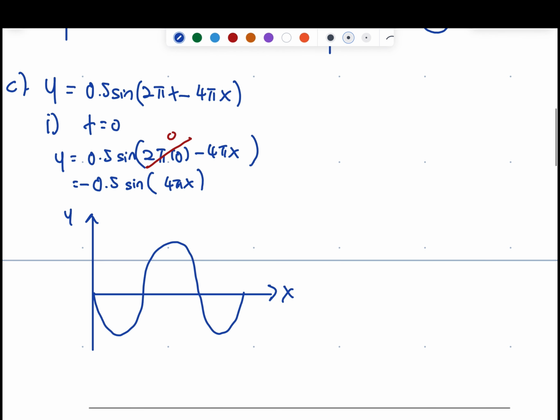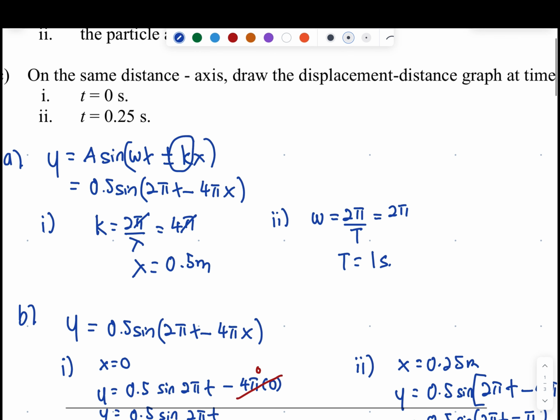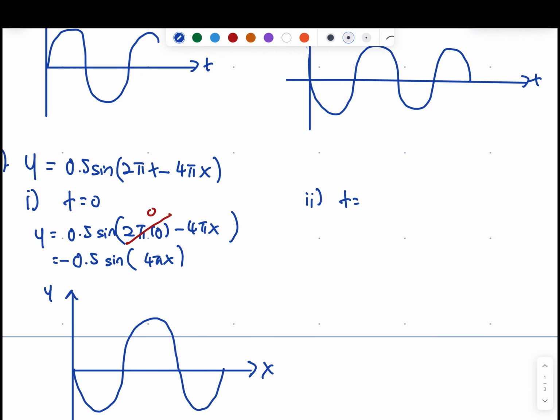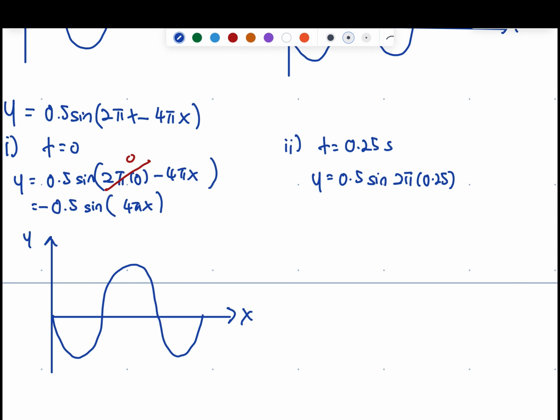Now, the next part is part 2. This time they give you another value for t, which is 0.25 second. So I'm going to substitute the value t = 0.25 into our main equation, which is 0.5 sin(2π(0.25) − 4πx).